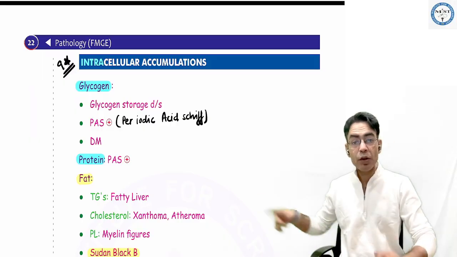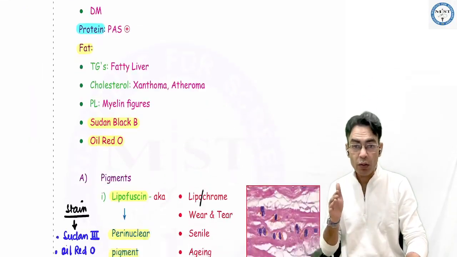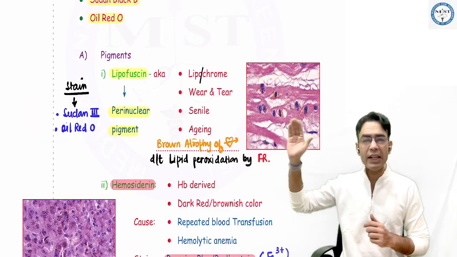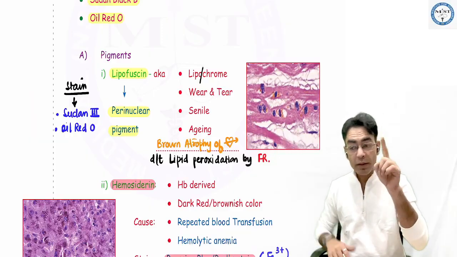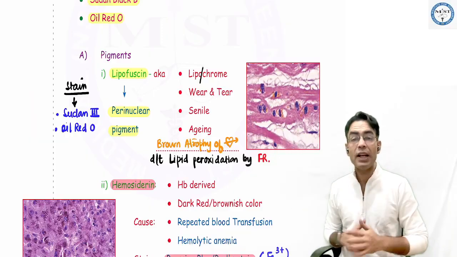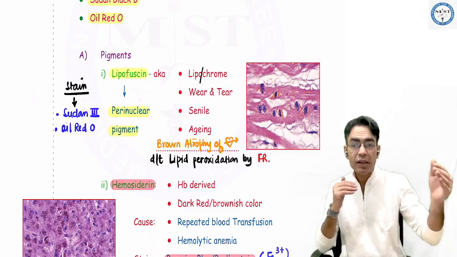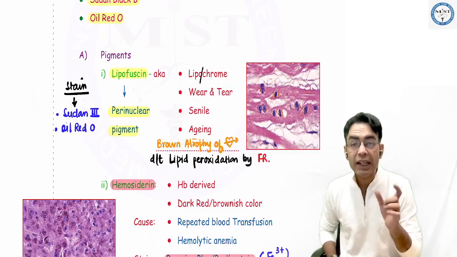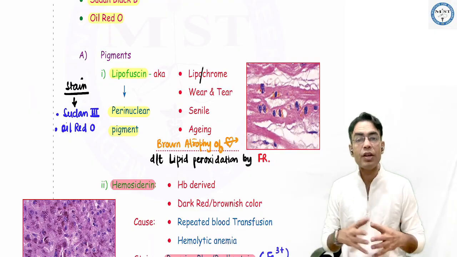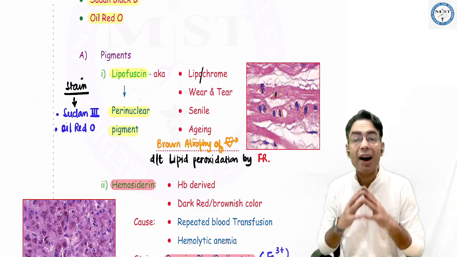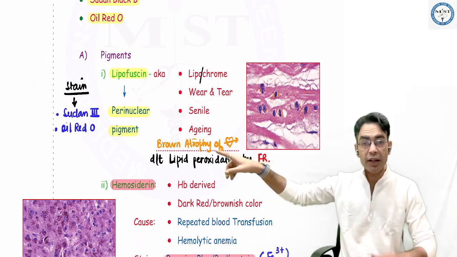Glycogen and protein are PAS positive; fat is Sudan and Oil Red O positive. Pigments: lipofuscin, other name lipochrome, wear and tear, senile aging. I hope you remember it's a perinuclear pigment, only seen around the nucleus, golden brown in color. It is produced because the lipids are being damaged by free radicals, and it causes brown atrophy of the heart. The most common organ where you see the deposition of this lipofuscin pigment is the heart, therefore brown atrophy of the heart.